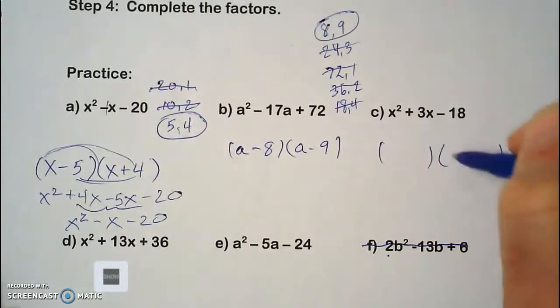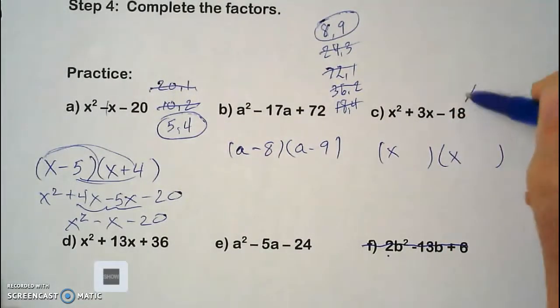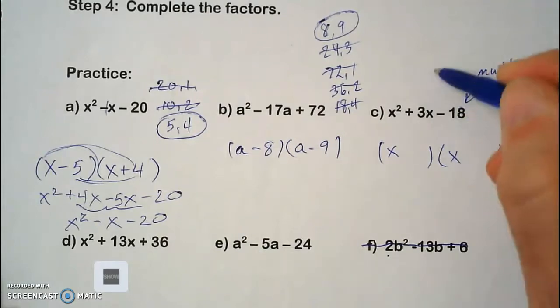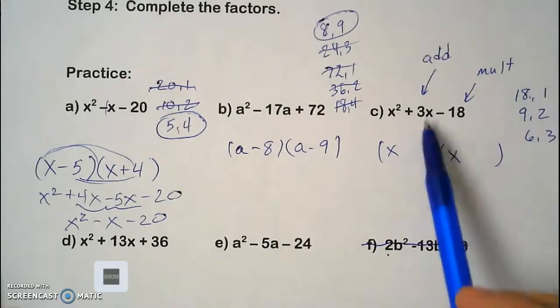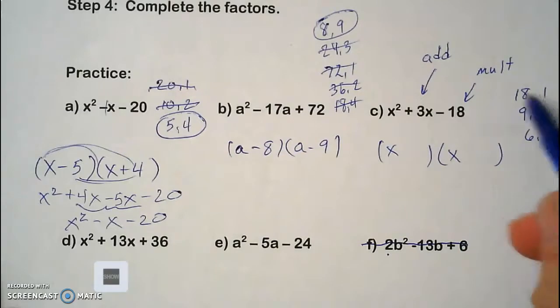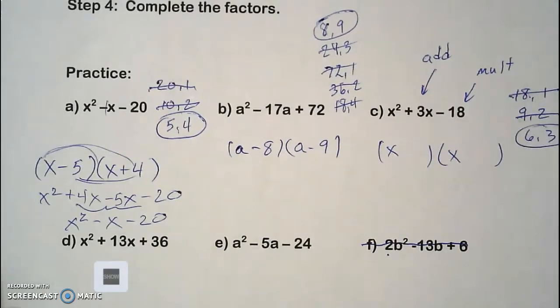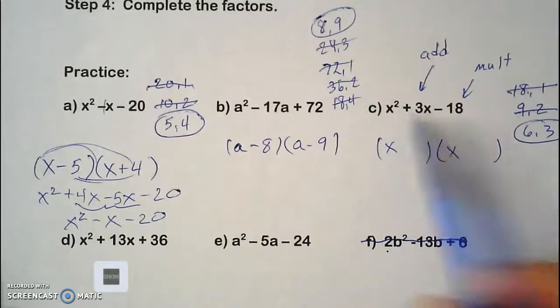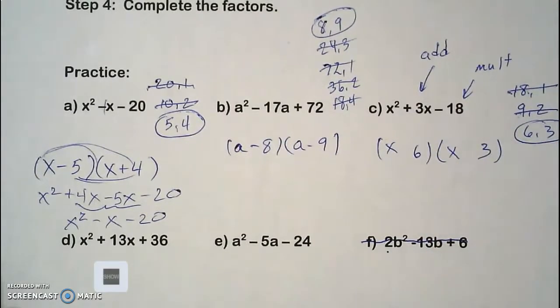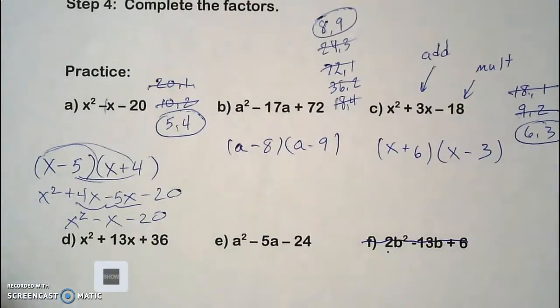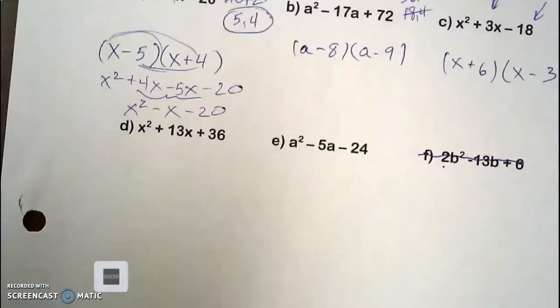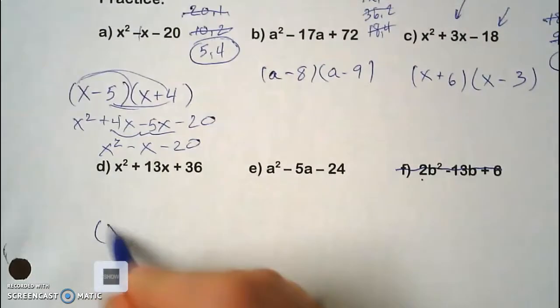So I'm going to put x's here. Numbers that multiply to give you this must add to give you that. Okay, now multiply to 18. You have 18 times 1, 9 times 2, 6 times 3. Which of these pairs could add up to 3? No, no, yes. If one of them is negative. Now, if they're adding to positive 3, which one has to be positive and which one has to be negative? 6 has to be positive and the 3 negative. Okay, if you want to pause the video and try these two, go ahead. I'm going to get them set up here.